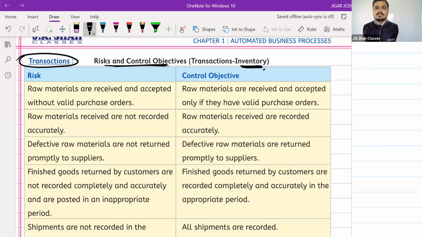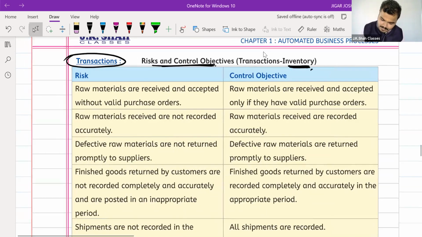I again repeat, my dear children, these transaction related risks are simple. Please keep your eyes open, ears open, and mood fresh. Understood? Your energetic behavior and energy level will definitely help you to understand this concept easily.